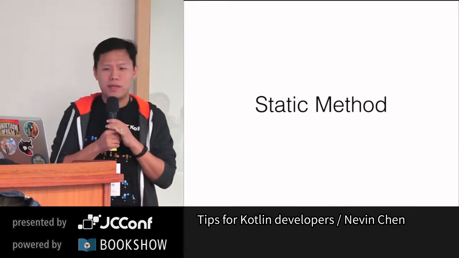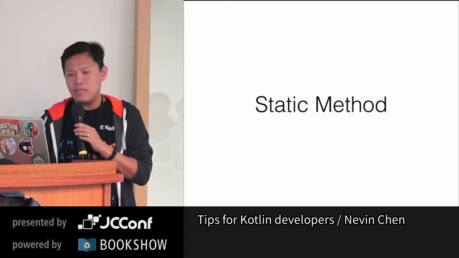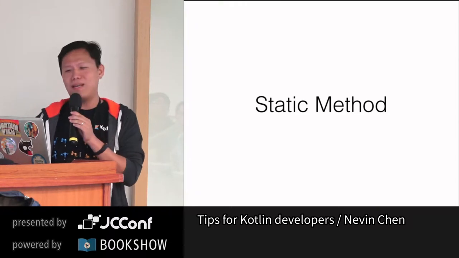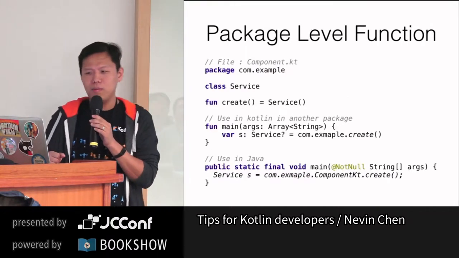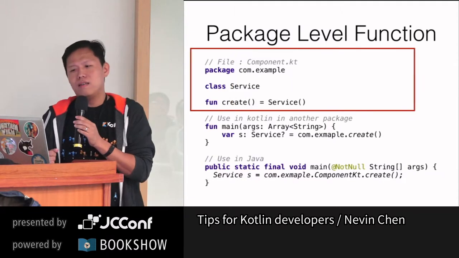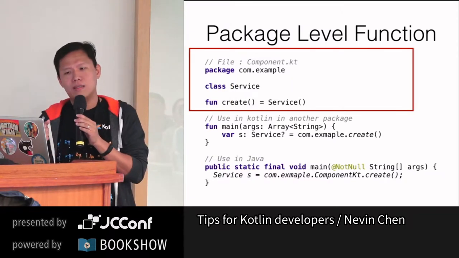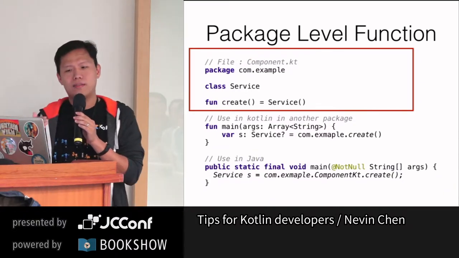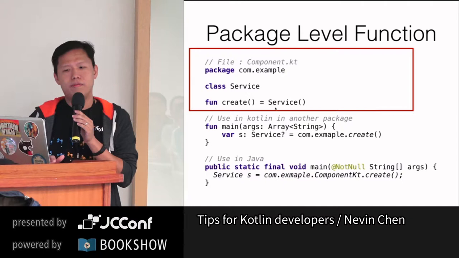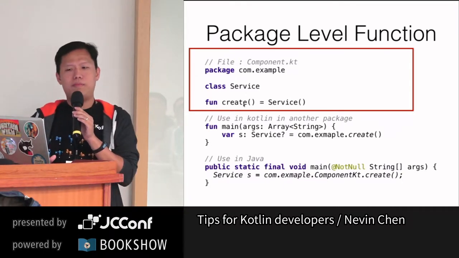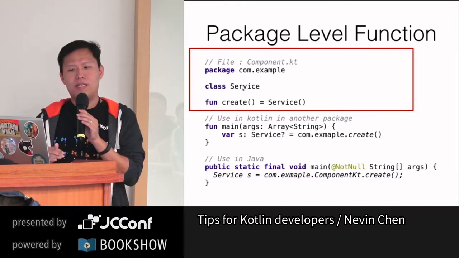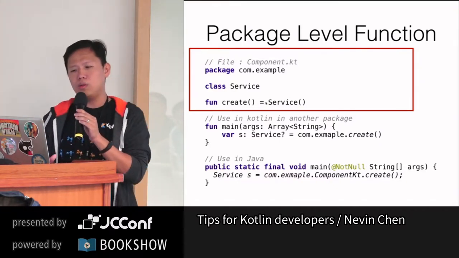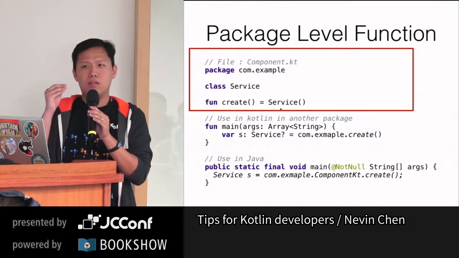Okay, now we're going to talk about static methods. I read in the documents that Kotlin doesn't have static methods, so I panicked. I need a static method. What do I do? Okay, so here's the example. There's a lot of code to panic about. First, you have a file. The file name is KotlinComponent.kt. It has a package name, com.example. It has a class named Service. It has a first-class citizen function. This function does not belong to this class. It's a top-level function, just like a class, which is a first-class citizen. What it does is return a value. The value is a Service instance.